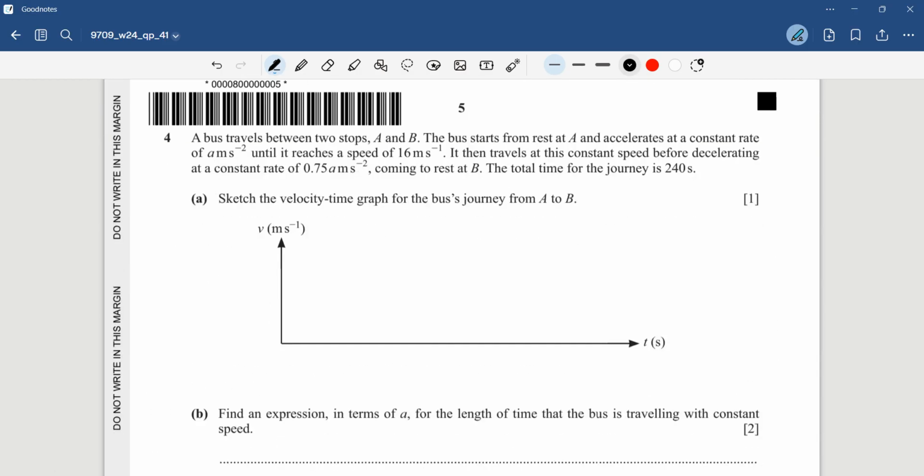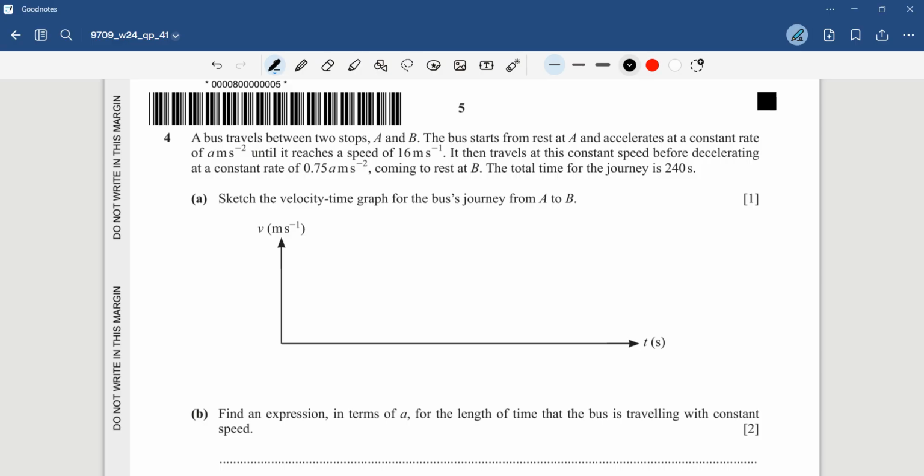Question number 4. A bus travels between two stops A and B. The bus starts from rest and accelerates at a constant rate of a, which means it moves with constant acceleration, until it reaches a speed of 16. It then travels at a constant speed before decelerating at a constant rate and coming to rest at B. The total journey is 240.